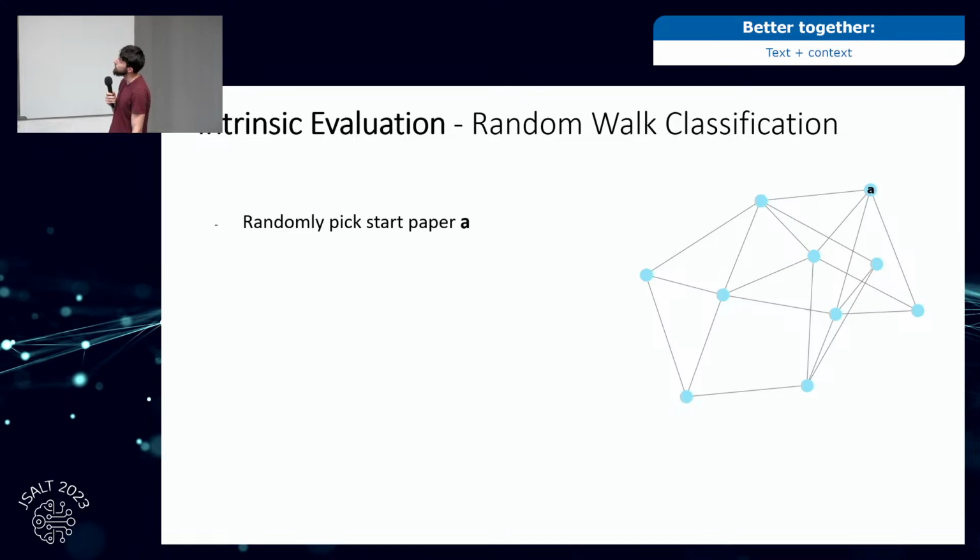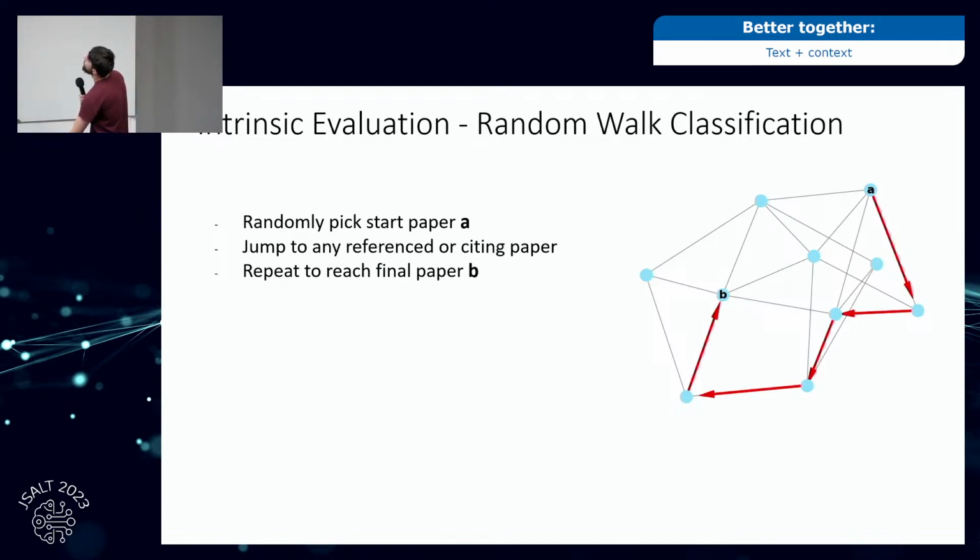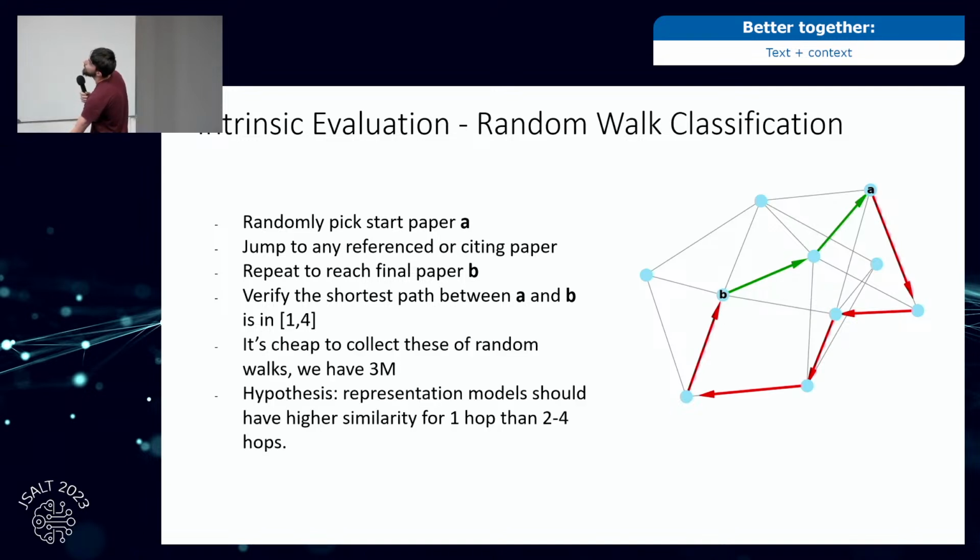So to start with the intrinsic, we're going to take our citation graph, and here we're just going to illustrate it with a small subgraph and randomly pick a paper. And we're going to hop around a bunch of times to find a second paper, and then we're going to do a breadth first search to confirm that those two papers are between 1 and 4 hops apart. And we're going to collect a bunch of those, around 3 million, which are between 1 and 4 hops apart.